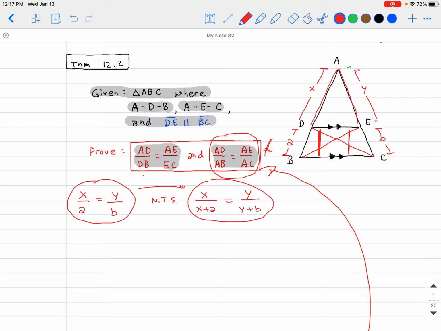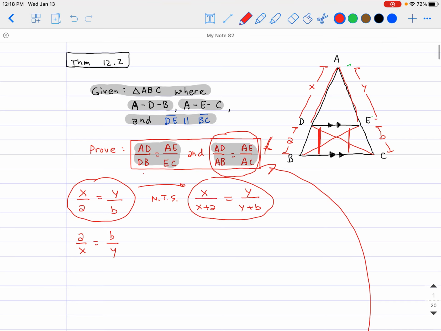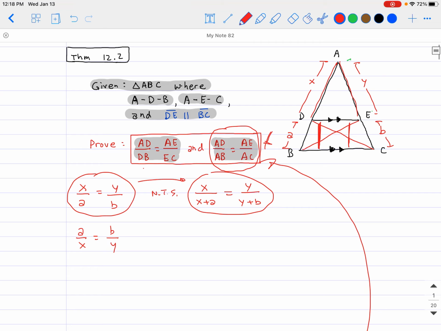Okay, so given what I have on the left, I need to prove what I have on the right algebraically. Well, the best thing I can do is, first of all, flip the fraction. So I'm going to say a over x is equal to b over y, the reciprocals of both sides. Then after that, I am going to add to both sides. Let's see. Why don't I add a plus x. Actually, oh, I see what's happening.